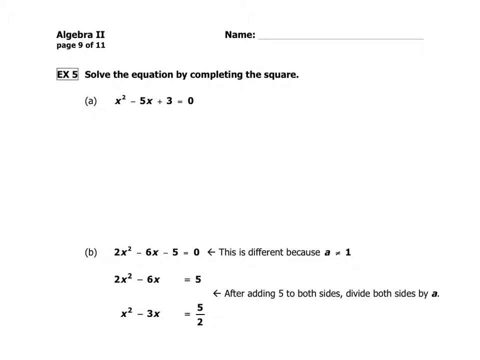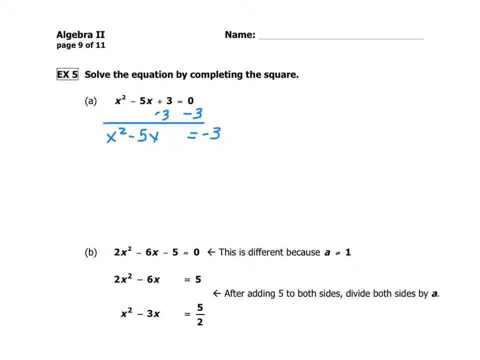Let's do another example. Again, we have a quadratic trinomial that does not factor. So here's what we need to do. First thing, take that 3 and move it to the other side of the equation. And so here's what we have. We have x squared minus 5x, leave a space, equals -3.